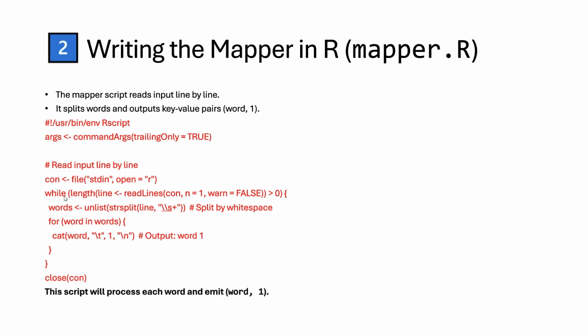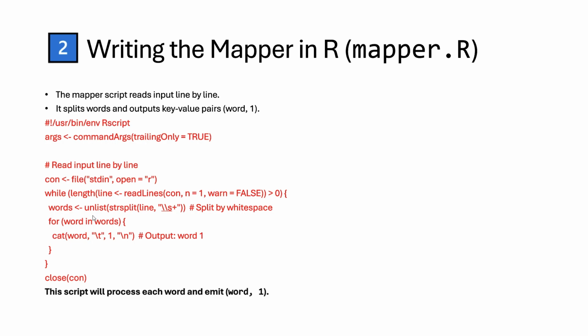So we can say that readLines(con, n = 1, warn = FALSE) means that it will read lines one by one from stdin. Then the while loop continues as long as there are lines to read, and length(line) is greater than zero. It ensures that the loop stops when there are no more lines. So that is why we have this condition.